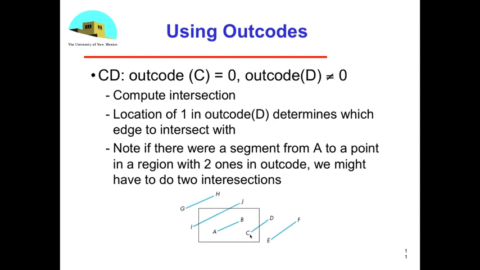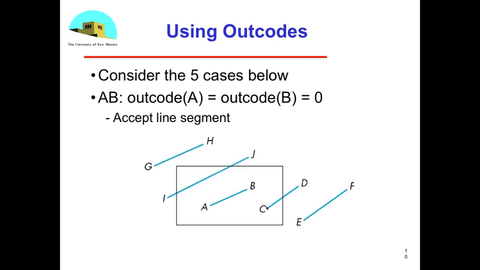So let's go back to a case where D was up here. If I intersected with the right first, I look at the outcode over here, and if it's above, then I have to do an intersection. If it's down here, like with CD, then I'm finished.